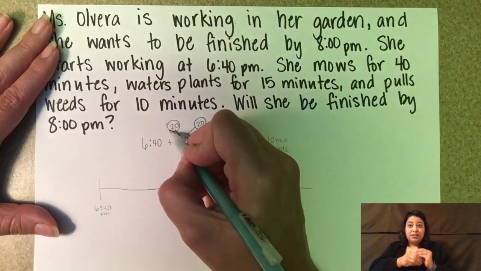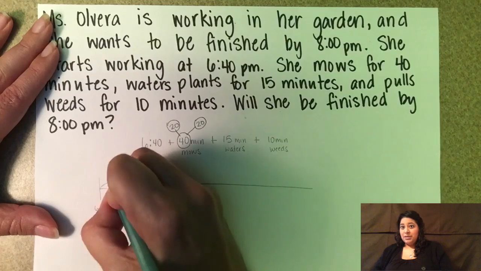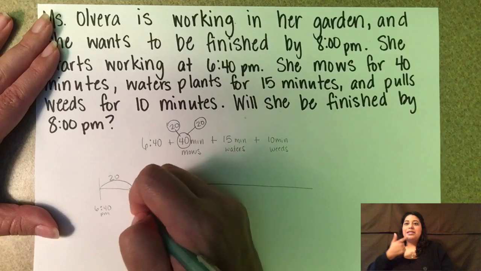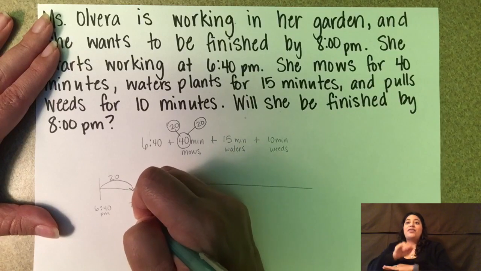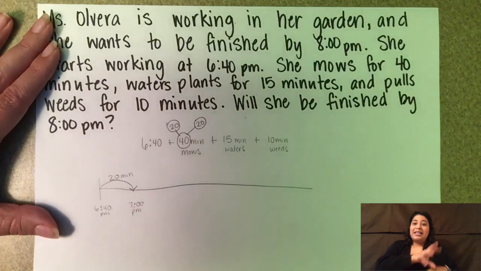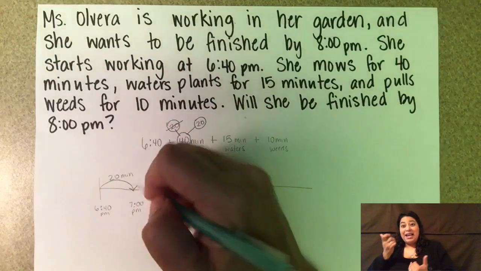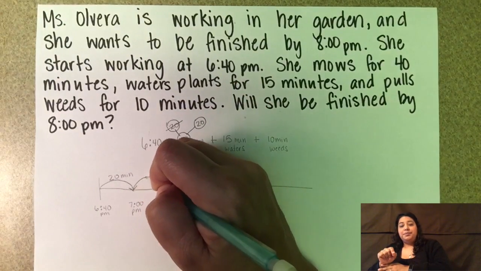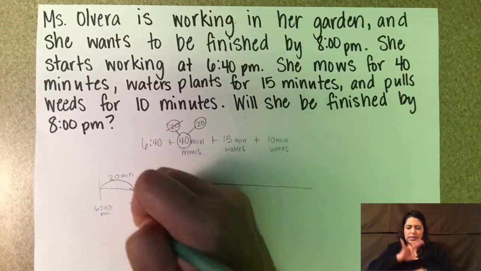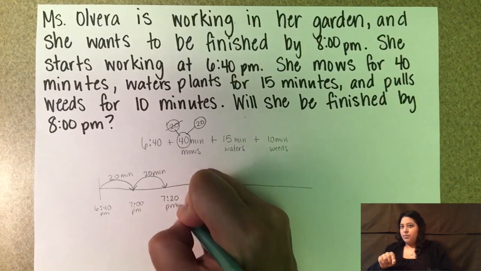Okay, because I know if I do 20 plus 40, that's going to be 60 minutes, okay? And I'm not going to say 7:60. I'm going to say this is 7 p.m., okay? 20 minutes is going to get me to 7 p.m. I've used that 20 minutes. Guess what? Now I need to use this other 20 minutes. Another 20 minutes, 7 p.m. Guess what, guys? Now it's 7:20 p.m.